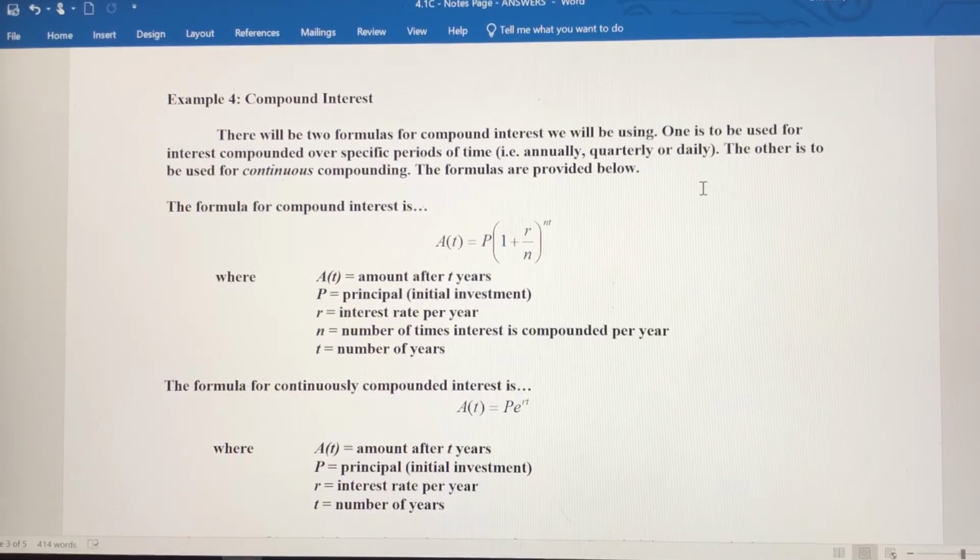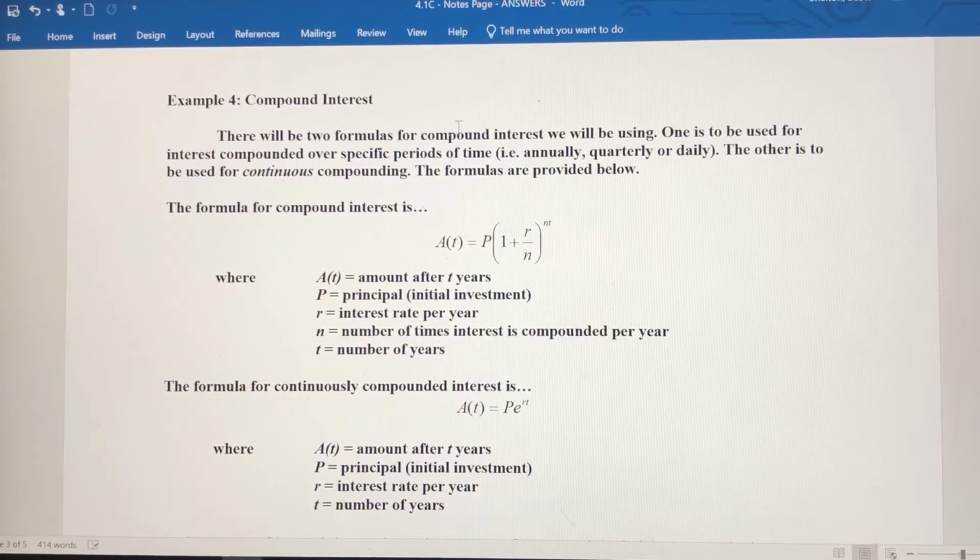Okay, so another application of exponential functions is what we call compound interest. We're going to be dealing with two formulas for compound interest. This first one is for when we're compounding over specific periods of time. Annually would mean once per year, quarterly would mean 4 times per year, daily we would call 365 times per year. The other is for when we're compounding what we call continuously.